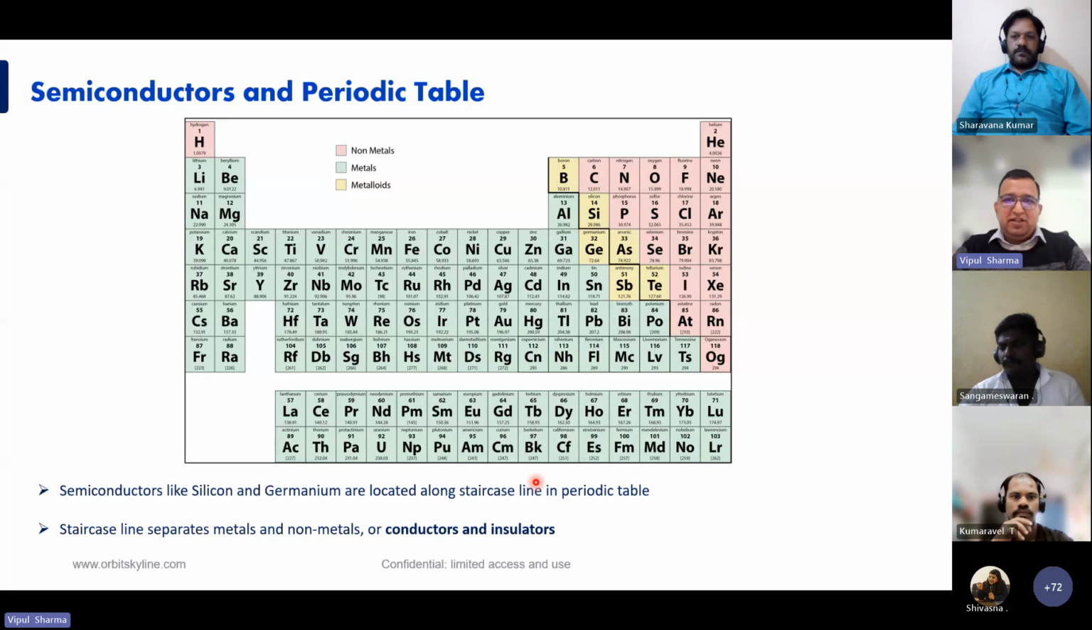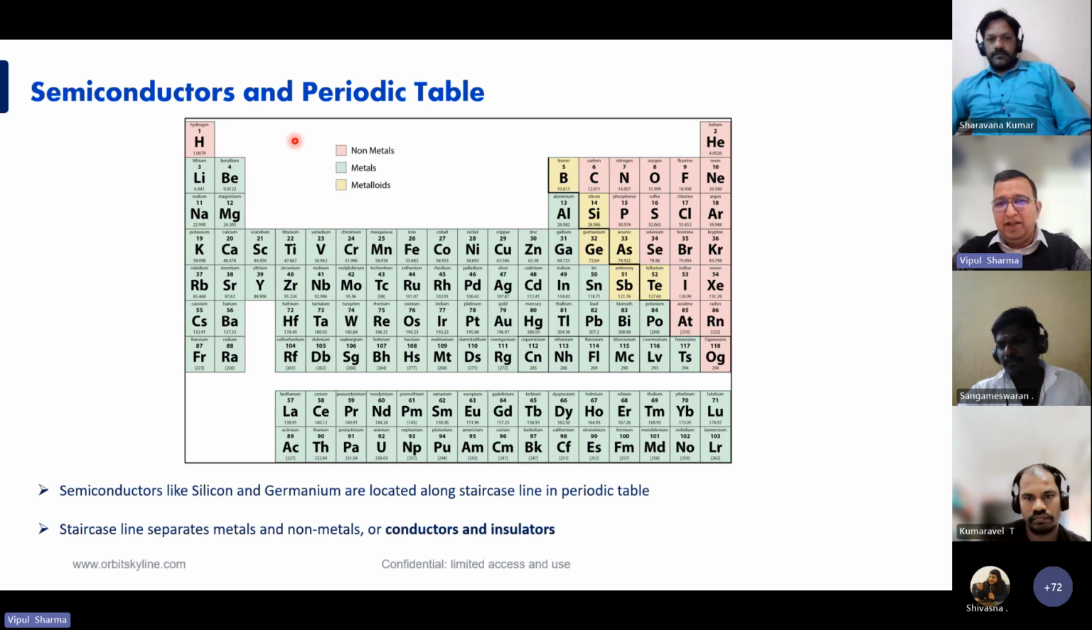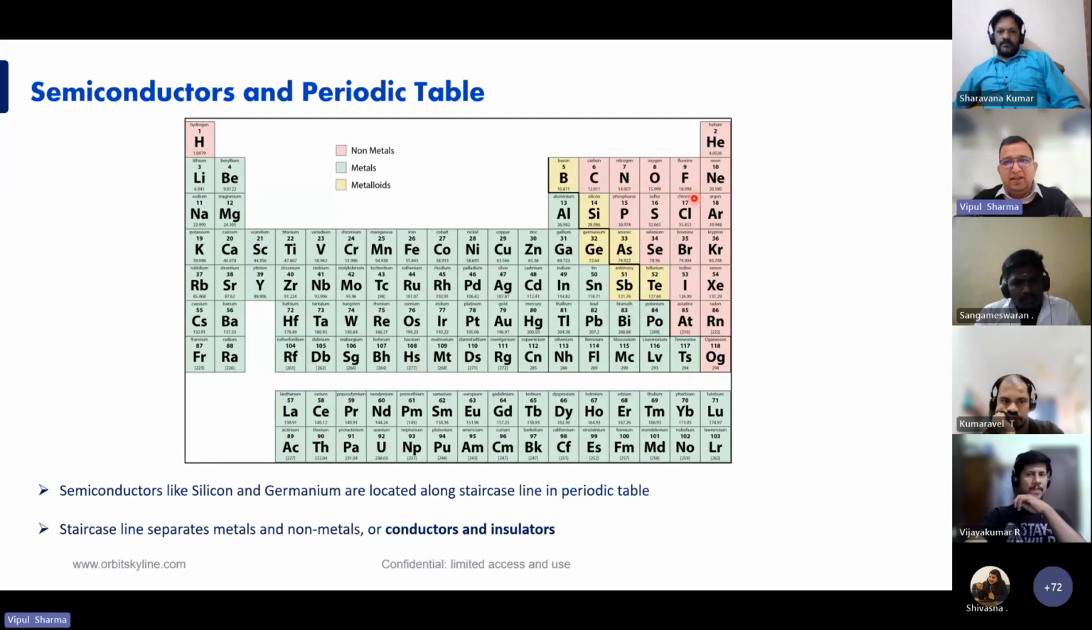Okay, so I think everybody must have gone through this periodic table sometime in school, most probably in high school. As highlighted here, there are several elements in this periodic table, and I think new elements keep getting added as people discover them. All the materials highlighted in green are classified as metals, so they are good conductors of electricity and can pass current. All the materials highlighted in pink are insulators, also called non-metals, so they cannot pass any current.